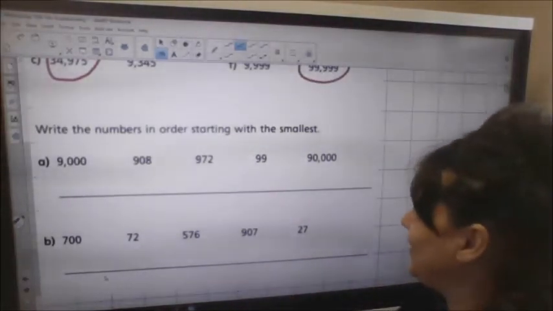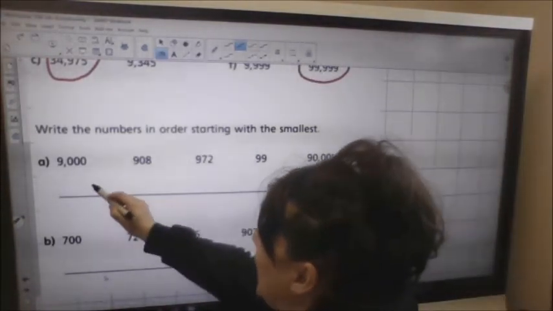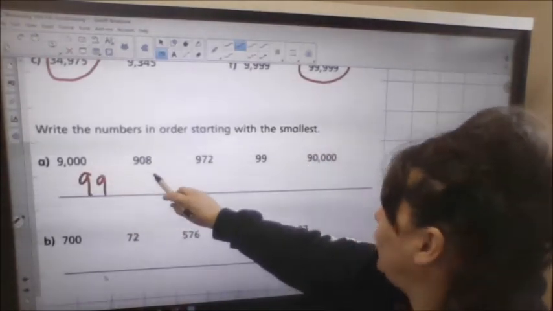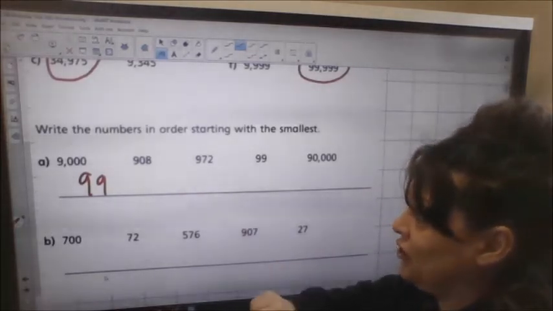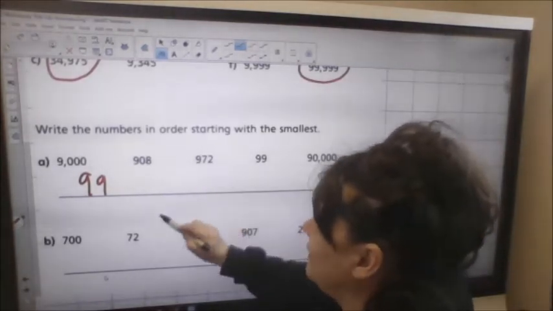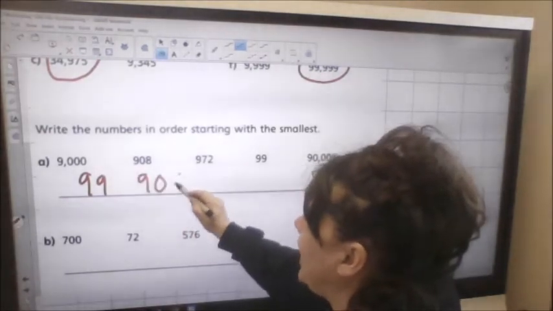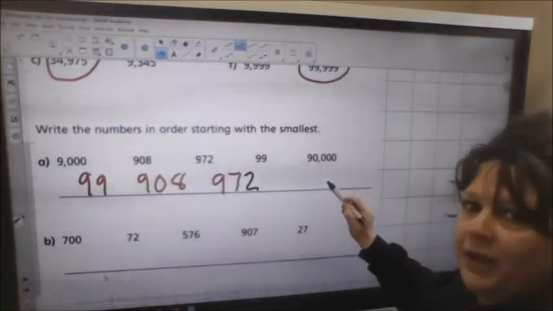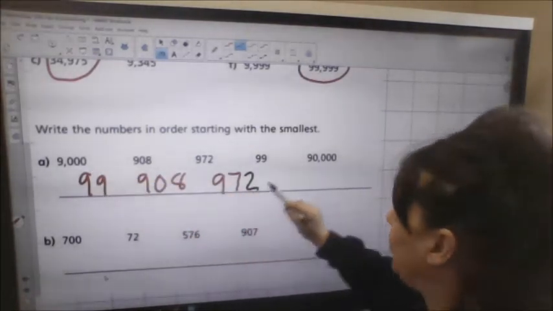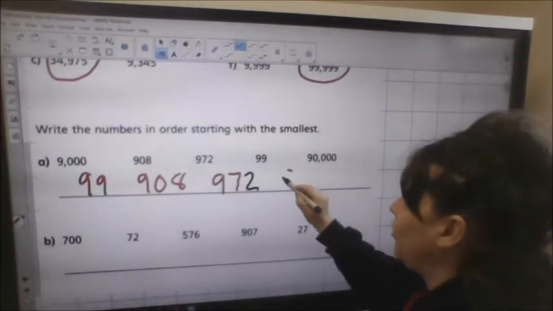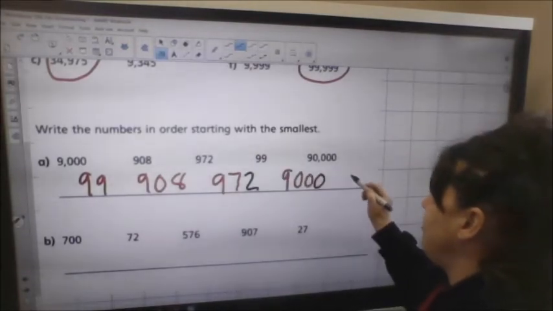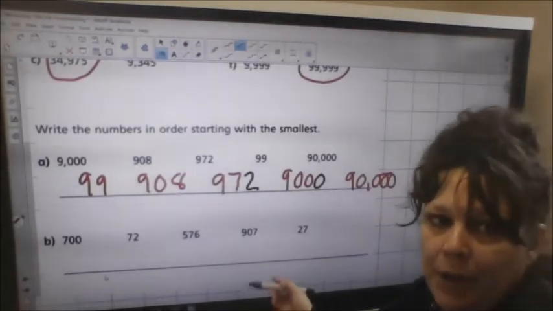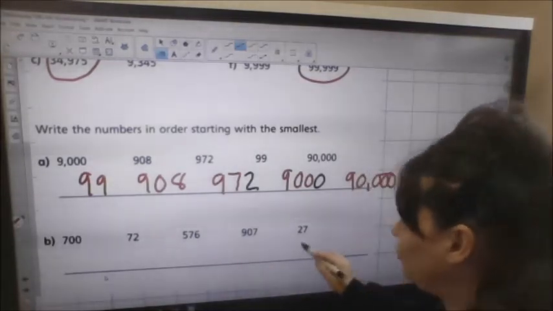So, year 6, how did you get on? First one, 99. Then we've got a 908 and a 972. So 908 has less tens than 972, so it was 908, then 972. Then I'm looking at these two numbers. There I've only got thousands, but here I've got tens of thousands. So it was 9,000 and then 90,000.